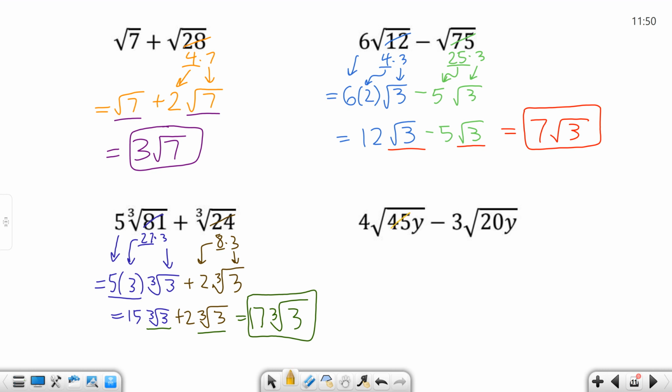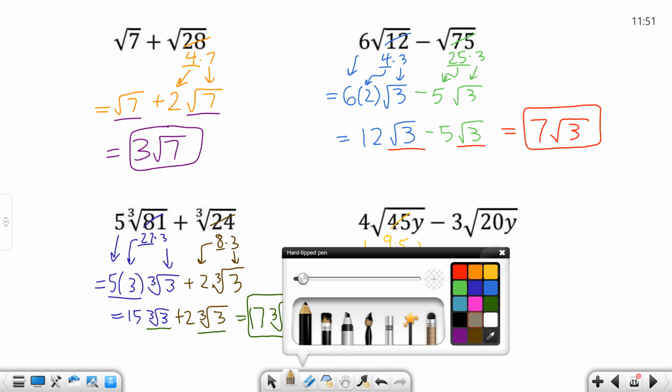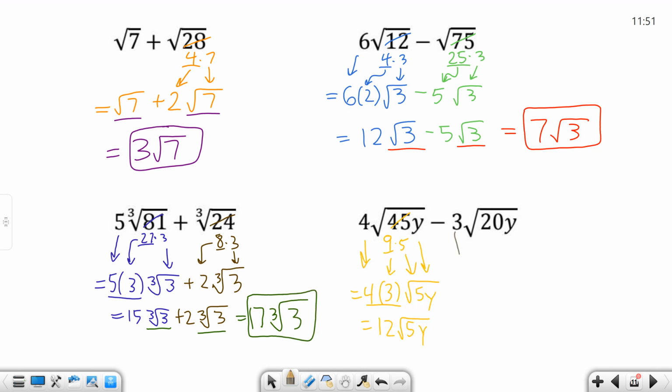So 45, the biggest perfect square is 9. In fact, that's the only perfect square that goes into 45, I believe. So 9 times 5. The square root of 9 is what? 3. So that's going to come out front. Under the square root, the 5 stays, right? And the y cannot come out either because it doesn't have a power, at least 2. And the 4 stays out front. So 4 times 3 times the square root of 5y, which simplifies to 12 square roots of 5y, right? That gets multiplied together.